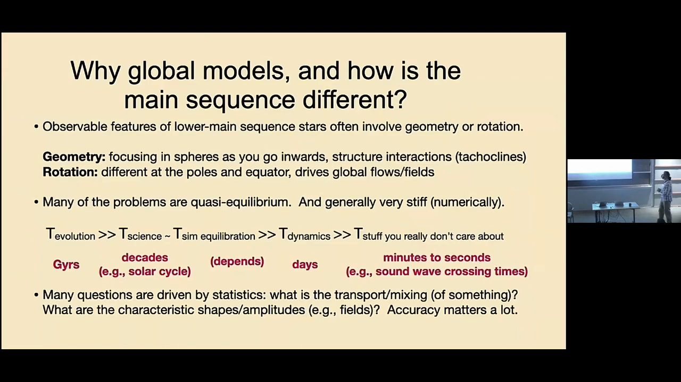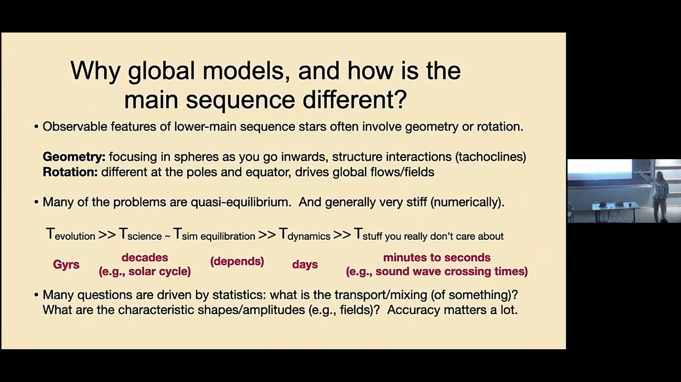So what do I mean by this? Well, you've got some time scale, the evolution of the star, that's like giga-years. You have some time scale that your science happens on. Maybe you're interested in solar cycles, that's like decades. You have some time scale that's the equilibration time of your simulation, the time scale for your simulation to get to a spot where it's actually modeling the thing you think you're modeling.